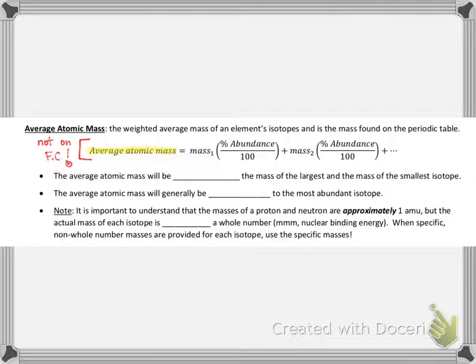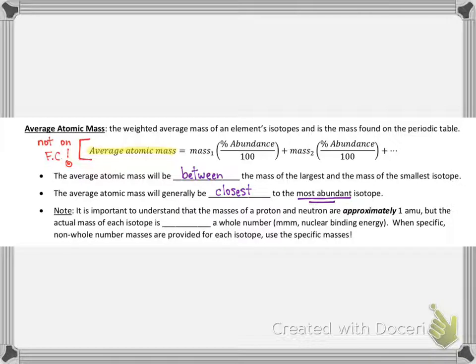Mathematically, it's important to note that the average atomic mass will be between the mass of the largest and the smallest isotopes. And in general, the average atomic mass is going to be closest to the mass of the most abundant isotope. Now, here's a fun story for you.